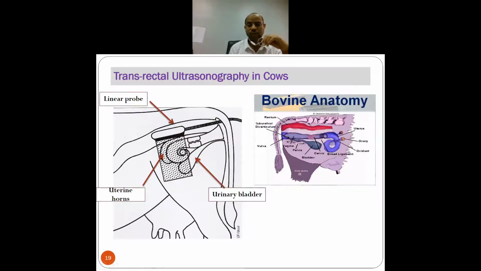So the main approach is transrectal, all right? As you can see here, you can conduct it transrectally using a linear probe. The same is true for the organs that you expect to see in this examination procedure. The urinary bladder is there, so don't forget that. And after the bladder you have the body of the uterus and also the uterine horn. So anatomically it's very important for you to remember the structural components of the organ system in the reproductive tract.